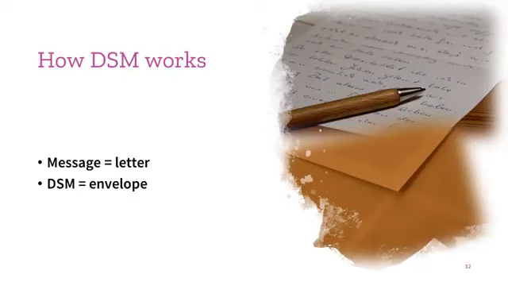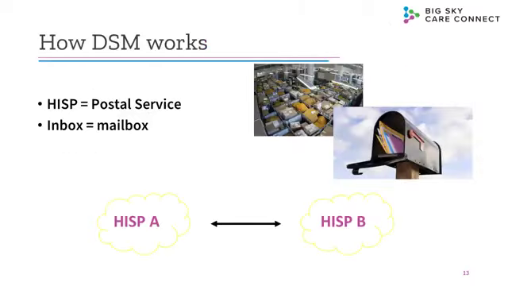DSM works much like the Postal Service, with a lot of the security measures taking place behind the scenes. Think of your message as a letter you wish to send. Direct secure messaging is the envelope you send it in. It contains all the information needed to get your letter to the appropriate recipient. The health information service provider is the Postal Service, ensuring your letter is sorted and secure.